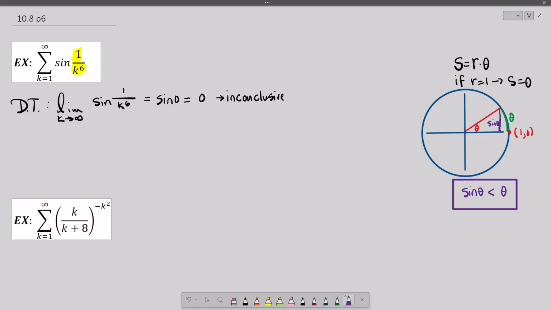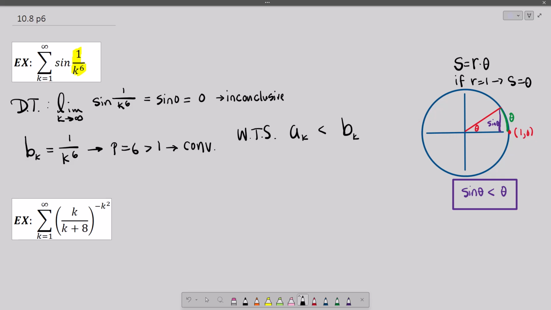So if we choose as our p-series 1 over k to the 6, let's see what happens. So if we choose 1 over k to the 6, p is equal to 6, which is bigger than 1, so converge or diverge? Converge. Bigger than 1 for a p-series converges. So this tells us converge. So then we would want to show that the A's are bigger or smaller than the B's? Smaller. We would want to show this because smaller than converging converges.